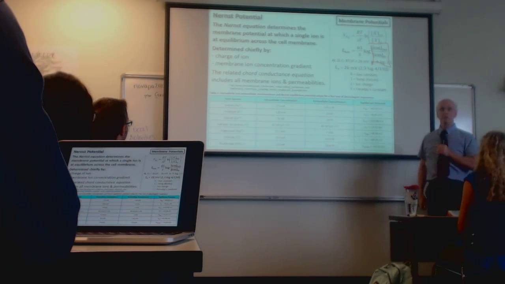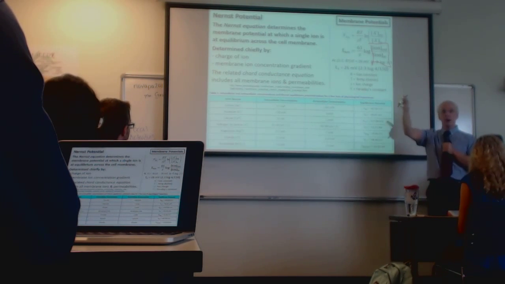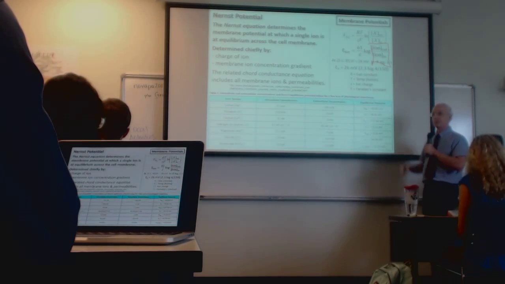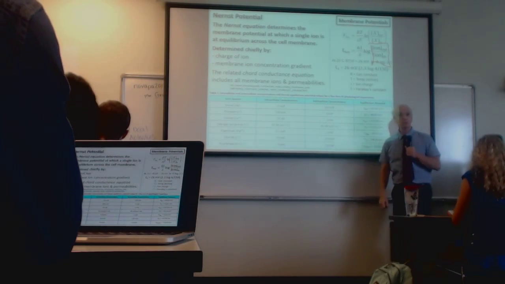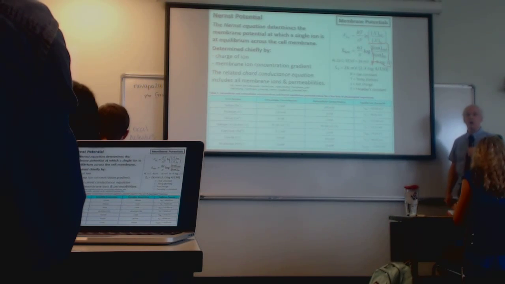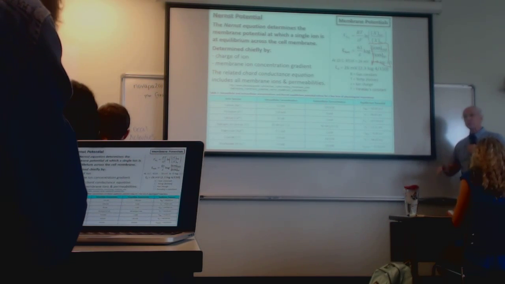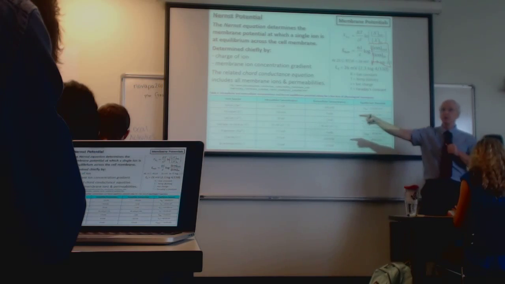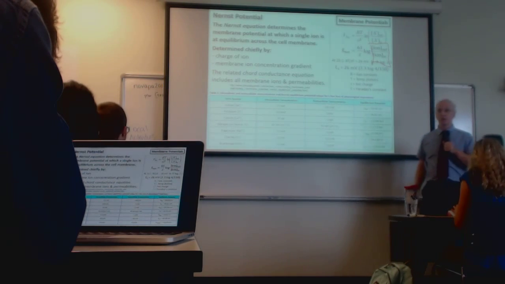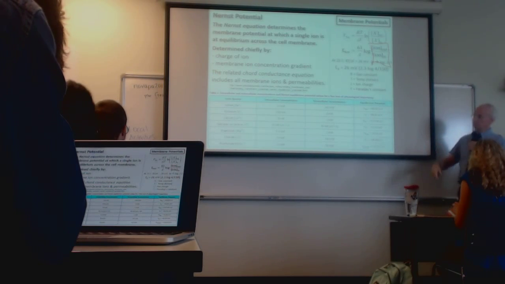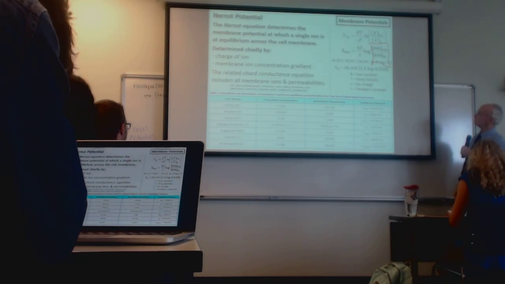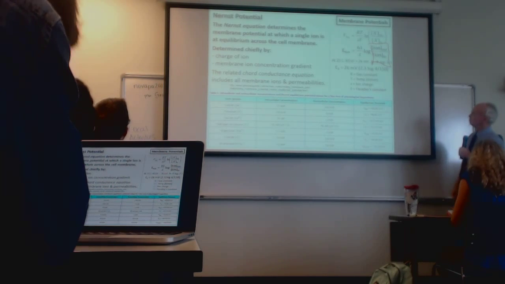The relative ion concentration. We're only talking about one ion now. We're only talking about potassium or sodium or chloride. I can calculate the Nernst potential for a single ion if all I need to know is the concentration outside the cell and the concentration inside the cell. And then I just plug the values in. Those constants are going to be steady state for our purposes. We don't have to worry about those changing.